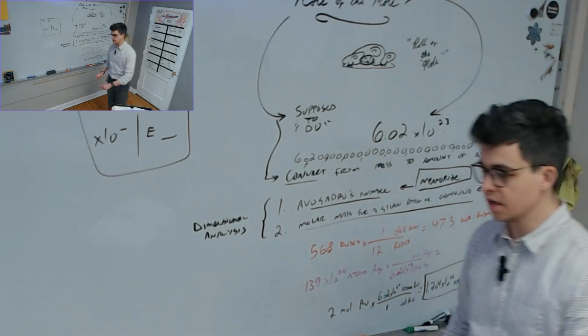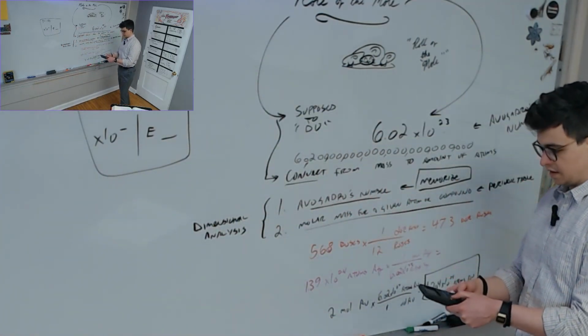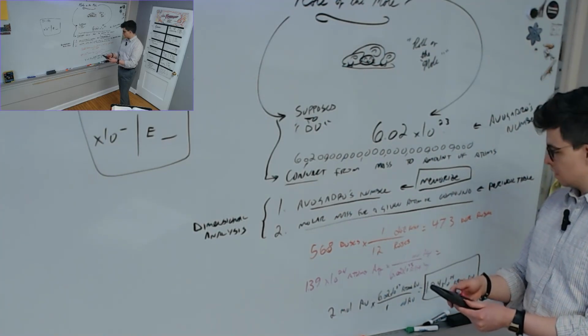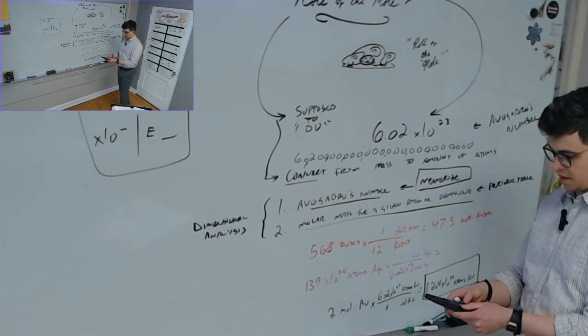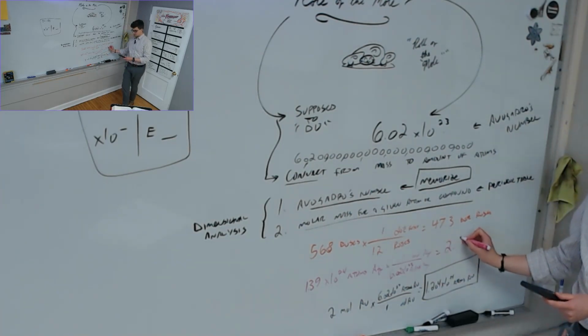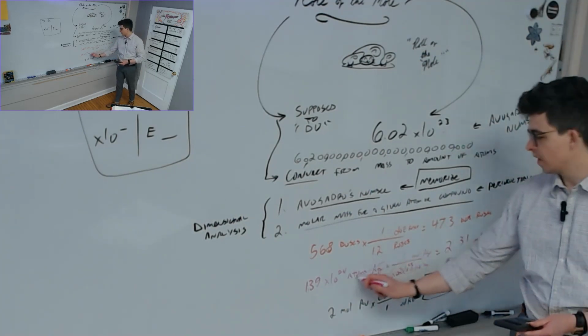With my calculator, I type in 1.39 E24 divided by 6.02 E23. I end up with 2.31 moles of silver. How did I get moles of silver? Well, my atoms of silver crossed out.